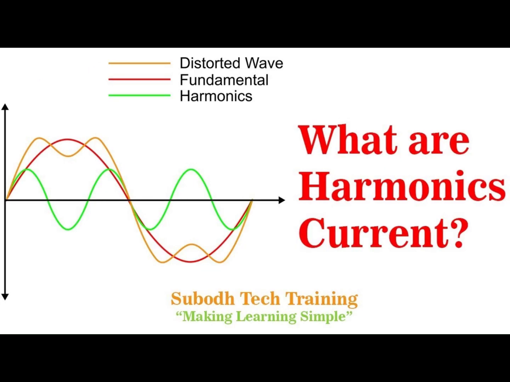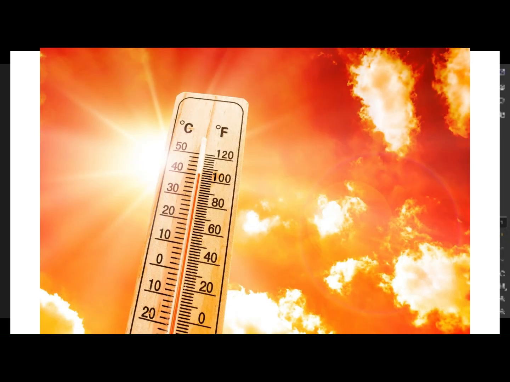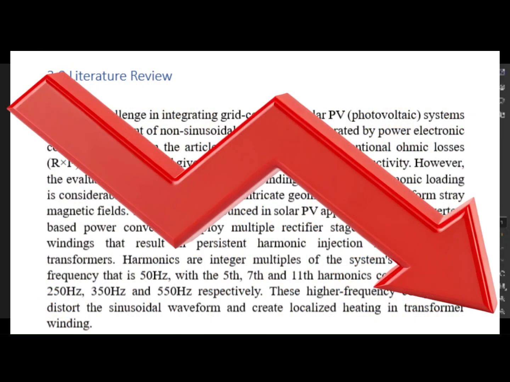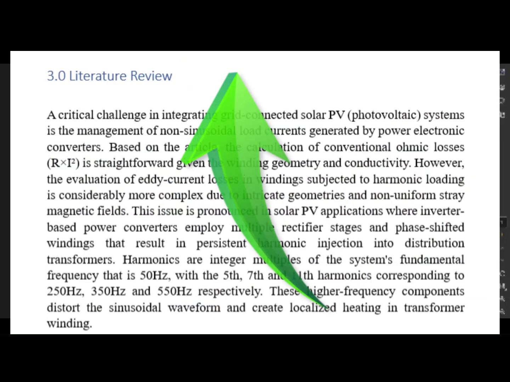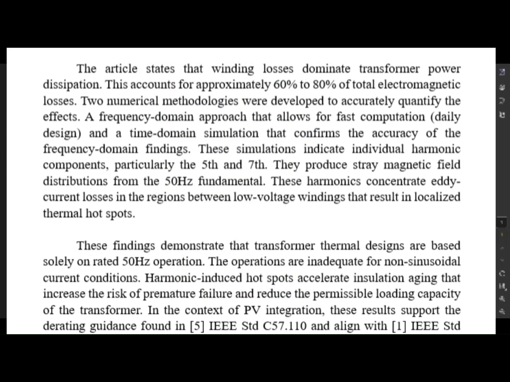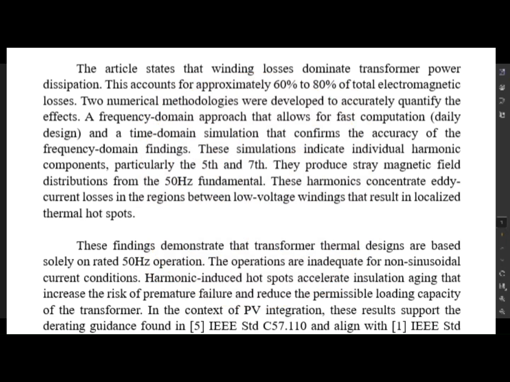Now I'll be presenting about literature review. Harmonic currents from solar PV inverters increase eddy current losses and cause localized heating in distribution transformers. Low-order harmonics such as the fifth and seventh distort current waveforms and raise winding temperatures. Since winding losses account for 60 to 80% of total losses, these effects accelerate insulation aging and reduce allowable loading.